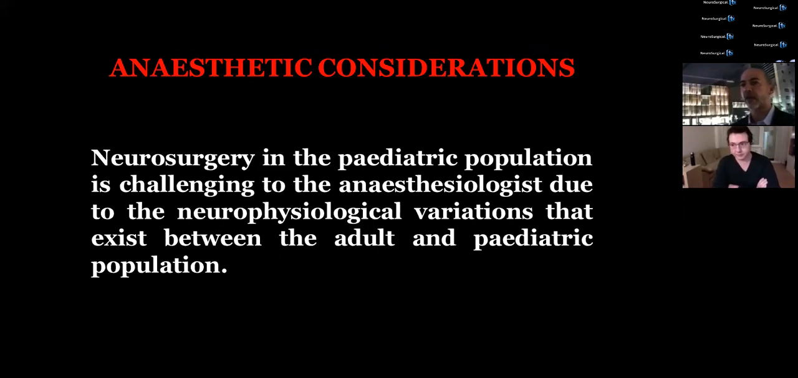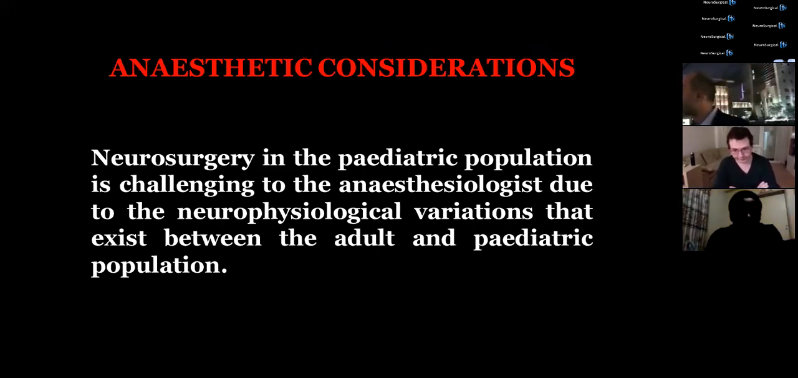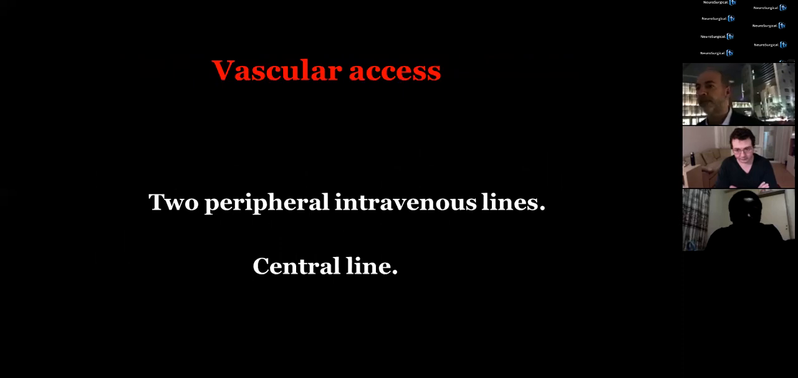In terms of anesthetic considerations, as Dr. Ibrahim has alluded previously, most of these tumors occur in the pediatric population. So we should not deal with the pediatric population as simply small adults, because there are so many differences in anatomy and physiology, especially neurophysiology, as the blood-brain barrier is not as mature as in the adult population. So neurosurgery in the pediatric population is very challenging, especially given the neurophysiological variation between adults and the pediatric population.